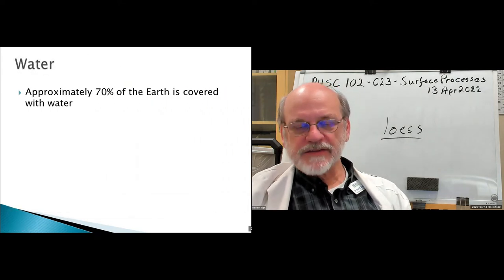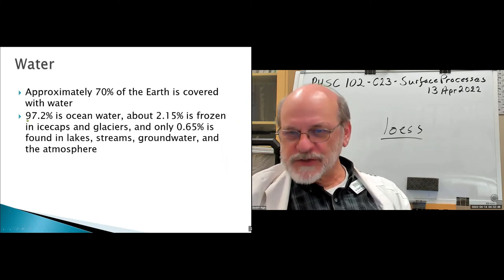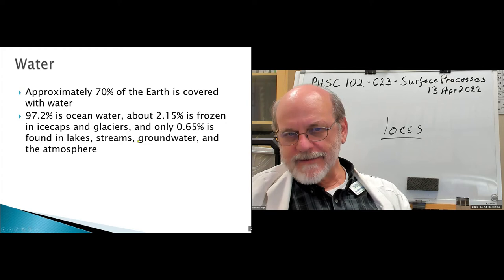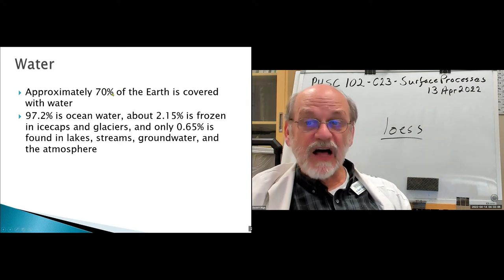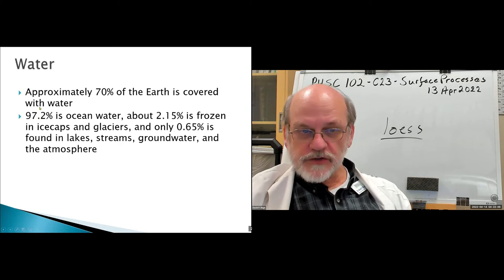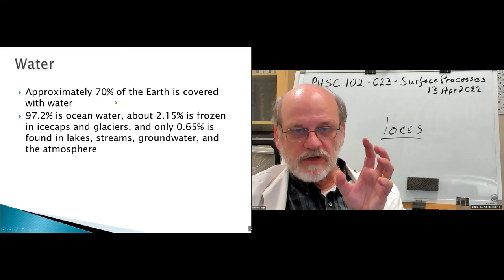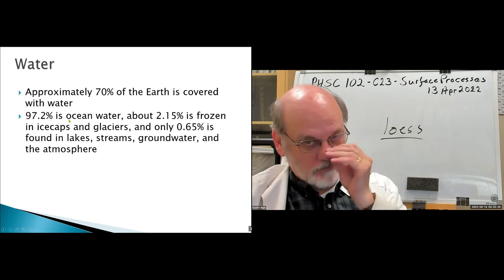Okay, I already mentioned that 70% of the Earth is covered with water. 97.2% is ocean water. About a little over 2% is frozen in ice caps and glaciers. 70% of the Earth's surface is covered in water, but by volume, the oceans are 97% of the water on the Earth. And so we switched our units of measure here from surface area percentage to volume percentage.